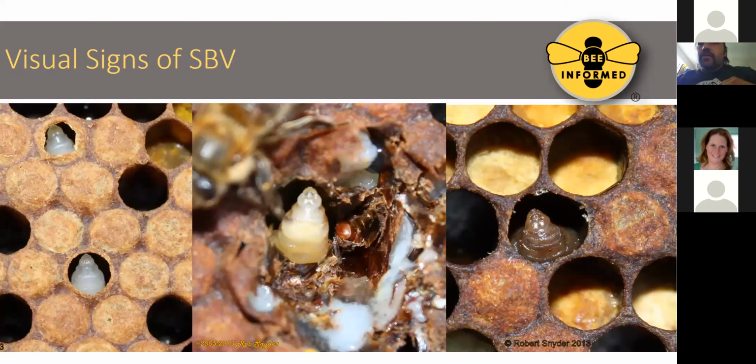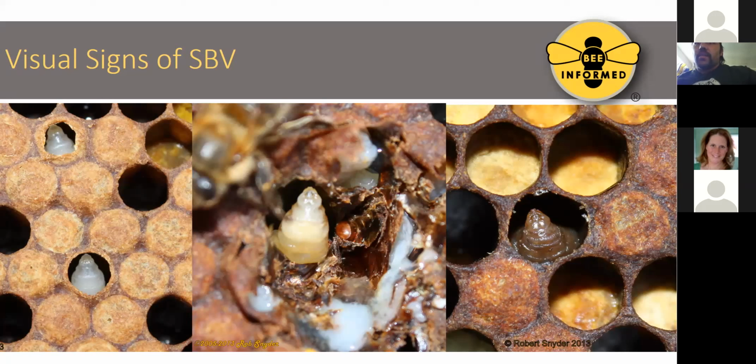Sac brood virus is probably one of the older viruses that we've seen symptoms of for a long time. When I started inspecting bees about 12, 13 years ago in Pennsylvania, I saw quite a bit of this virus and the symptoms. Since I've moved to Northern California, I haven't really seen this virus much. And I think it's due to the hygienic stock that these guys have.